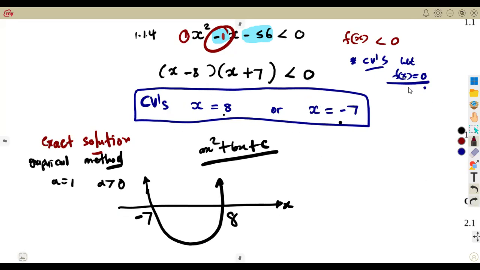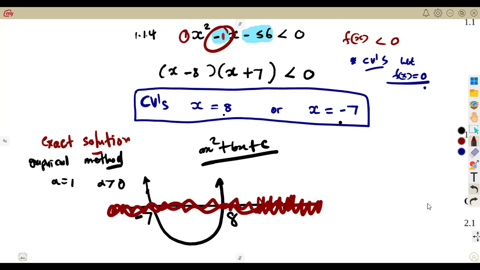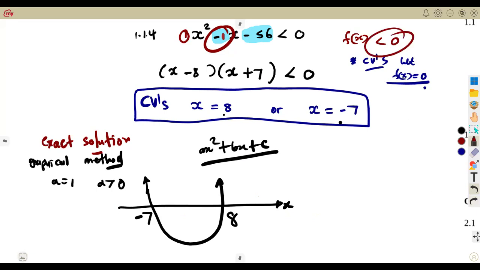But we are given that this f of x is less than 0. The whole function is less than 0. When the function is less than 0, it is below the x-axis. You determine this because of the x-axis. It is the one that is going to tell you where exactly you need your solutions. So when they say less than 0, that is below this x-axis, so your solutions will be in between here.